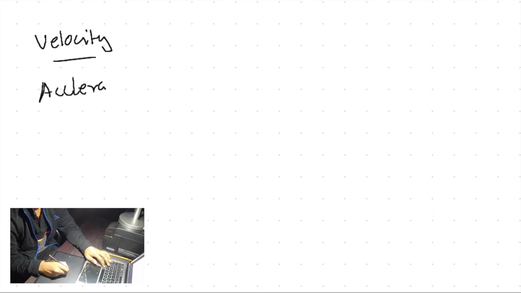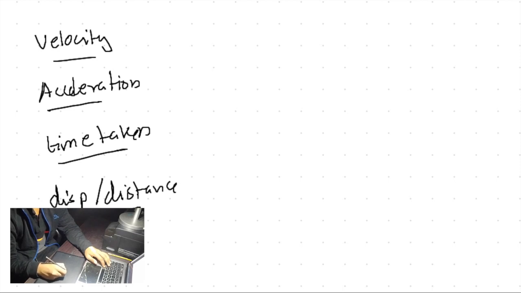So as I talked before, there's velocity for a body if it's moving in a direction. Then that's the acceleration. Then that's the time taken. And the displacement or the distance. Let's keep this inside. So let's check another example.